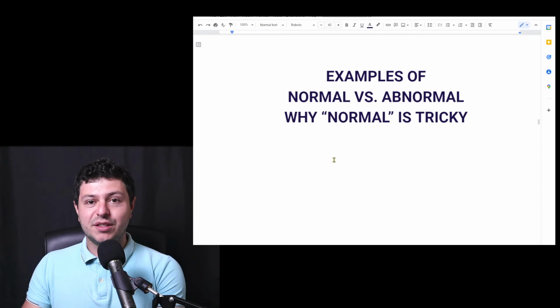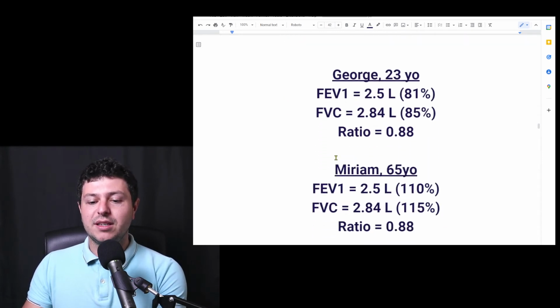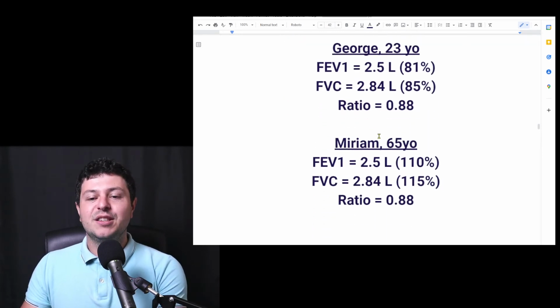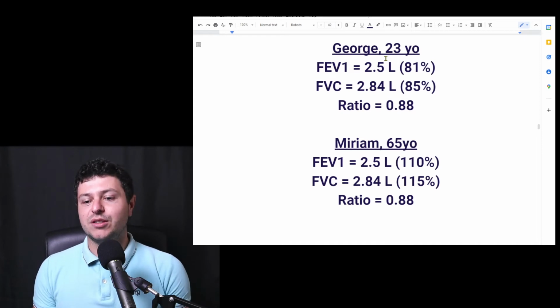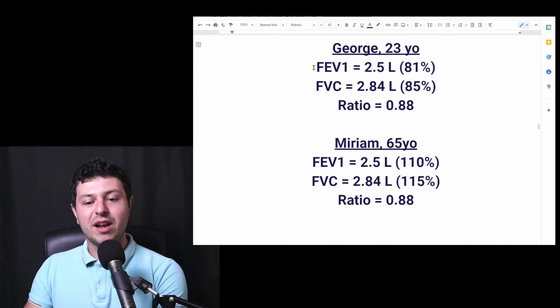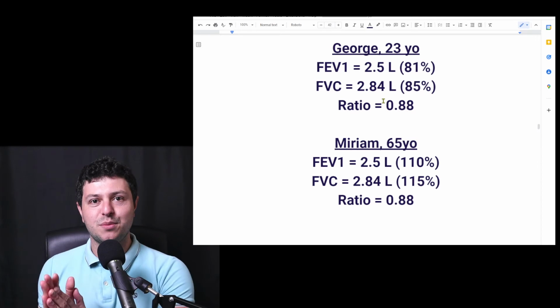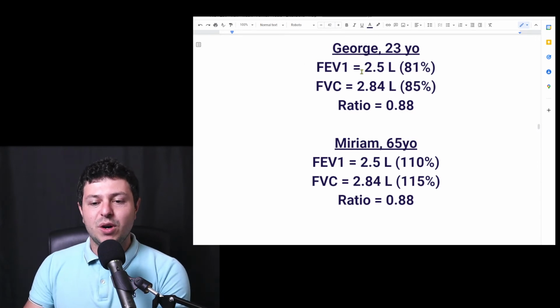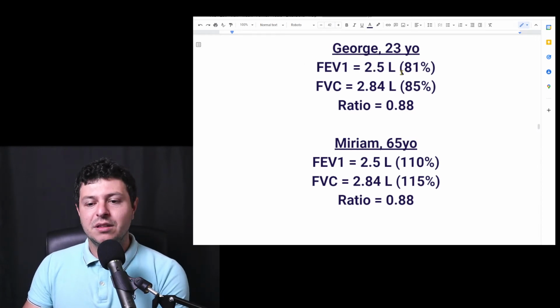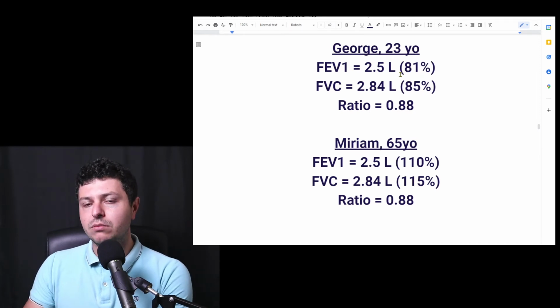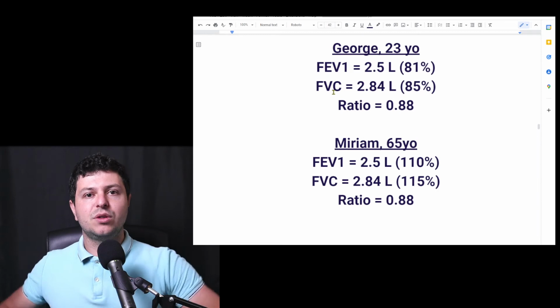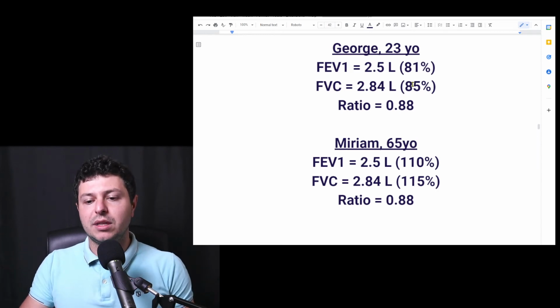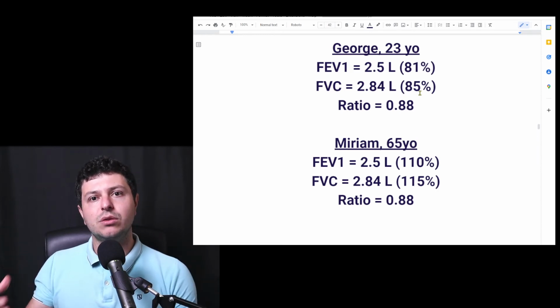Normal versus abnormal. I'm going to give you the example of George and Miriam. George, let's say he's 23 years old, and these are his values. This is what we get from the spirometry report. His FEV1 is 2.5 liters, which is 81% of his predicted value. His FVC, his forced vital capacity, is 2.84 liters. So that's 85% of his total predicted value.